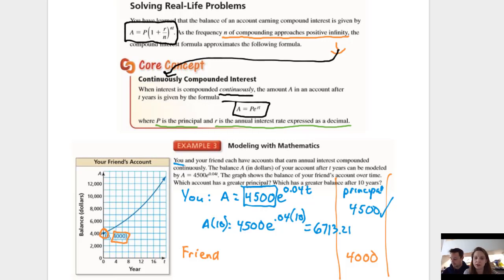Now for our friend's account on the graph, we're going to look at year 10. That's a little above 7,000. It doesn't ask how much greater the balance is, it just says which has a greater balance. So if this were a Regions question, I would answer the friend's account is above $7,000, so the friend has more. Sorry, not principal. The friend has a greater balance after 10 years.